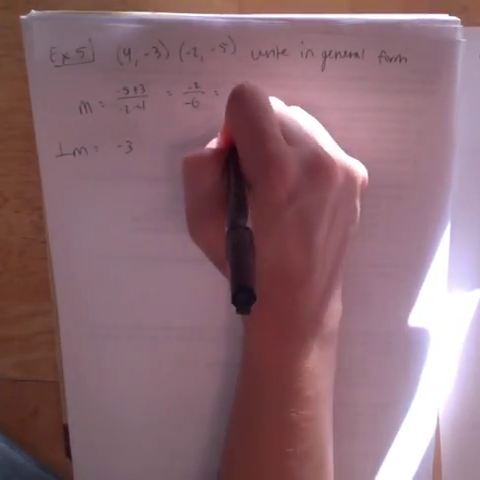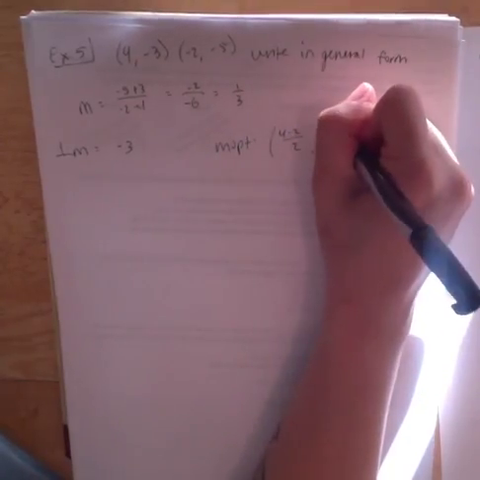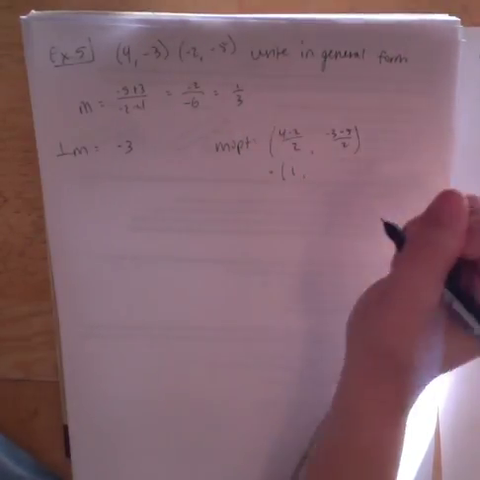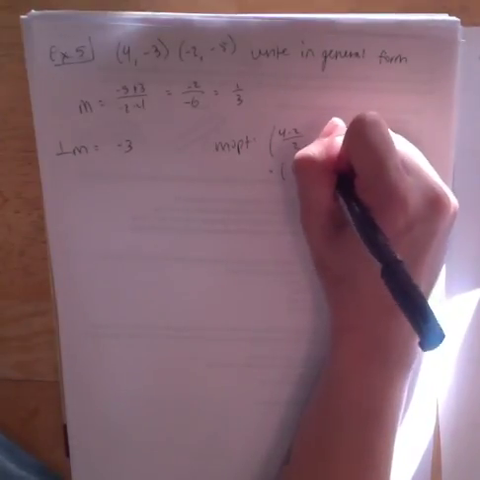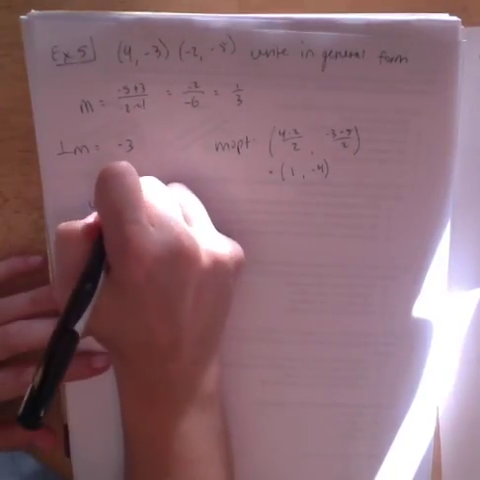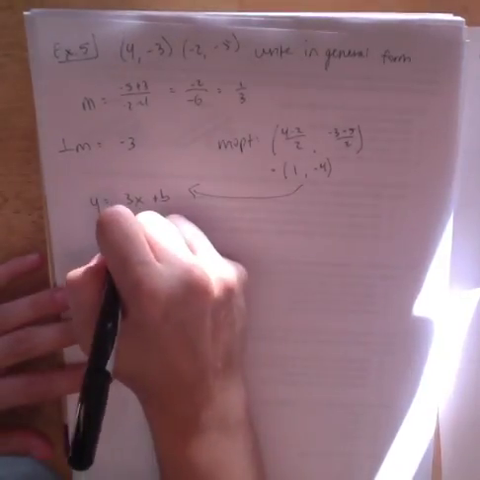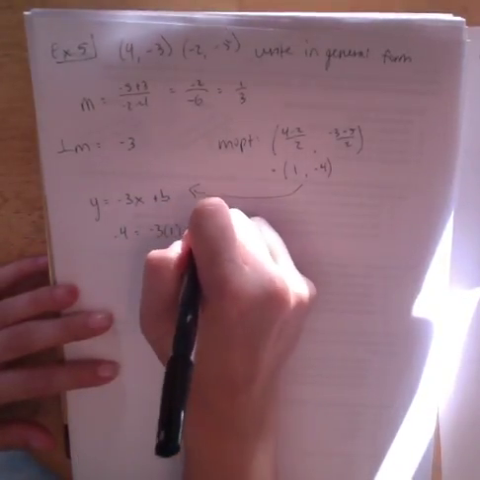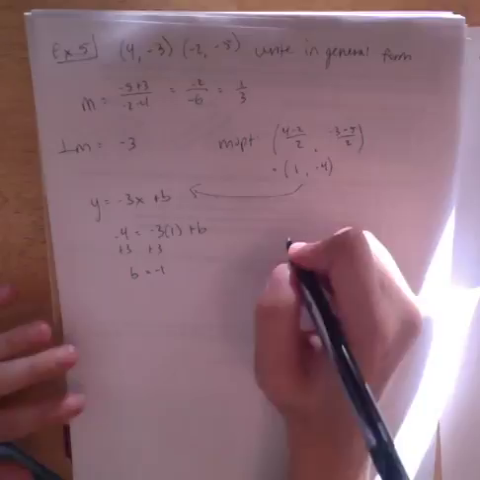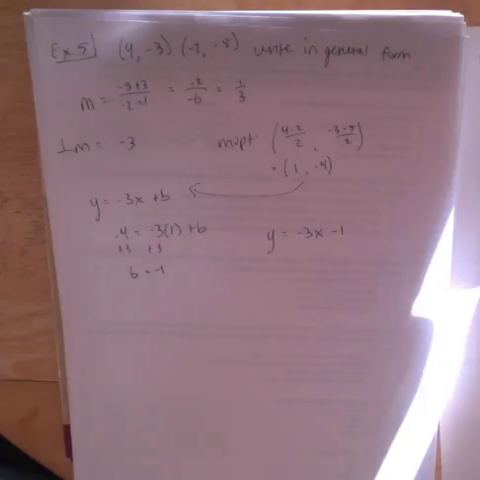Then I need to find my midpoint. It's going to be the average of x and the average of y. So this gives me 1 and -4. So for my equation, I'll have y equals -3x plus b. I'm going to use this point to solve for b. So -4 equals -3 times 1 plus b. So I add 3, so I get b is -1. So in slope-intercept form, I'll have y is -3x minus 1.